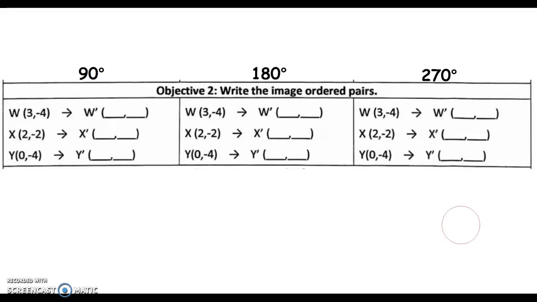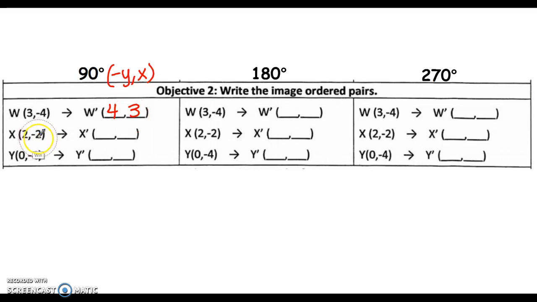Okay, now we will look at objective 2, write the image ordered pairs. This is very similar to what we just did in objective 1, except there is no graphing to do. So let's get started. For a 90-degree rotation counterclockwise, we need to remember that the function is (-y, x), meaning we will change the sign of the y and swap the x and y. So our y here is negative 4. We'll change that sign so that becomes positive 4. Once we swap them, the new ordered pair is 4, 3.